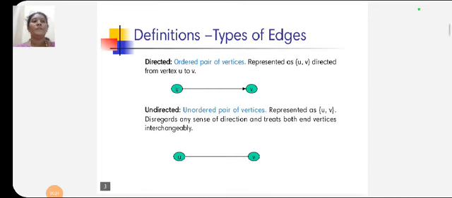Next, we have some types of edges. First one is directed edge. If the edge is represented with a direction, then it is said to be a directed edge. And if it is not represented with a direction, then the edge is said to be an undirected edge. That is, in the first example, we have a direction for the edge. It is represented from u to v. So in the second example, we have no direction between u and v. So it is said to be the edge moves from u to v or from v to u.